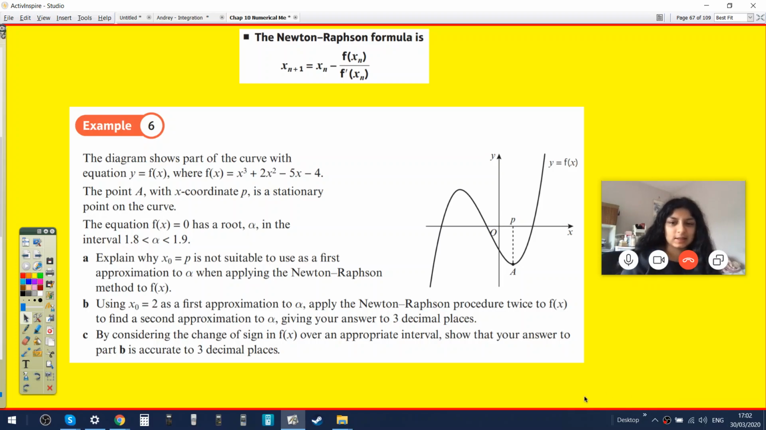Because there's a turning point there. And so why can't you? What's wrong with there being a turning point? When you differentiate, you would just have zero, so you can't use that. Yep.